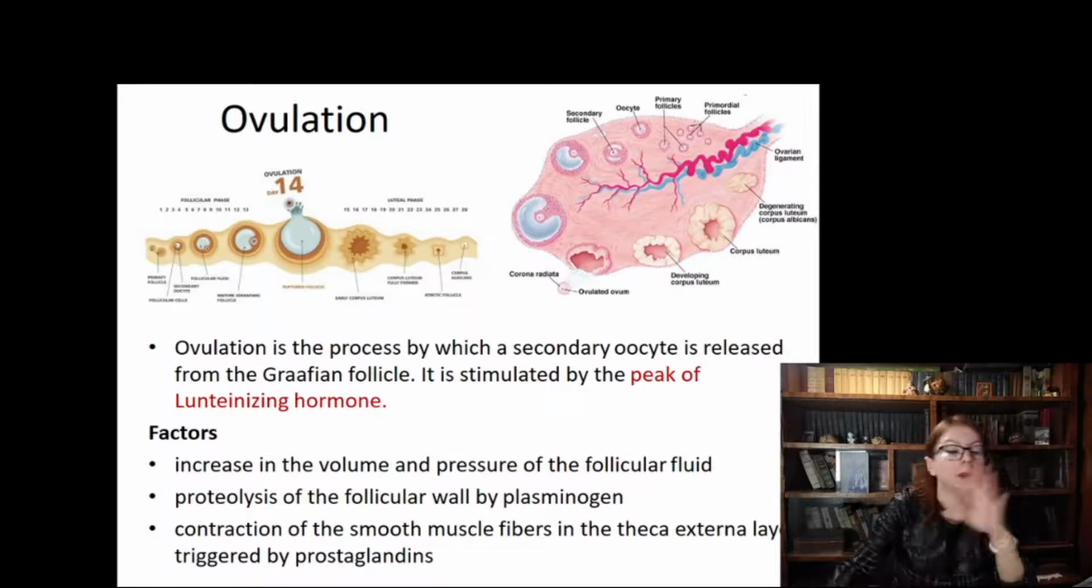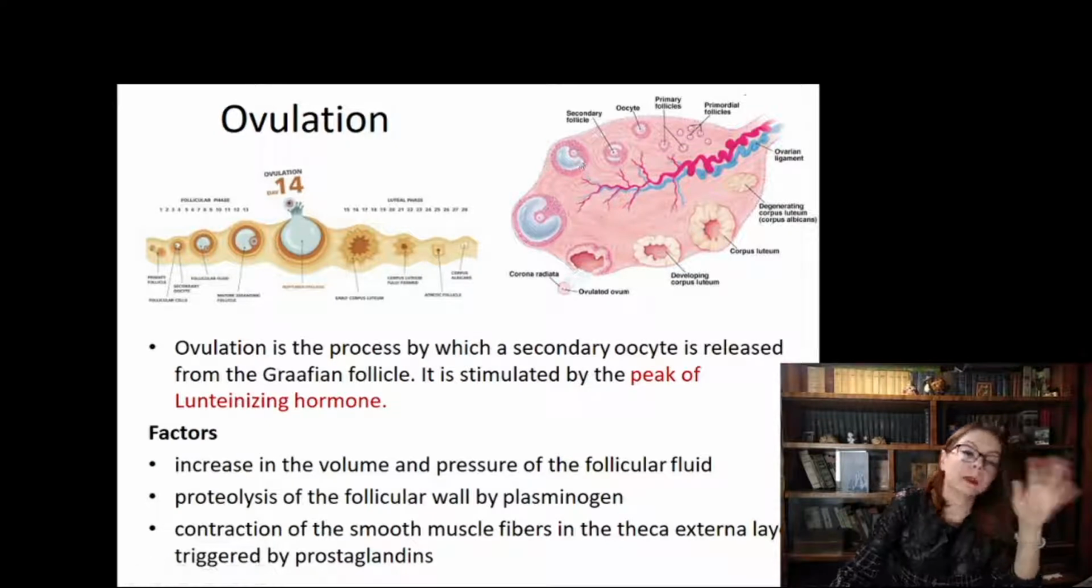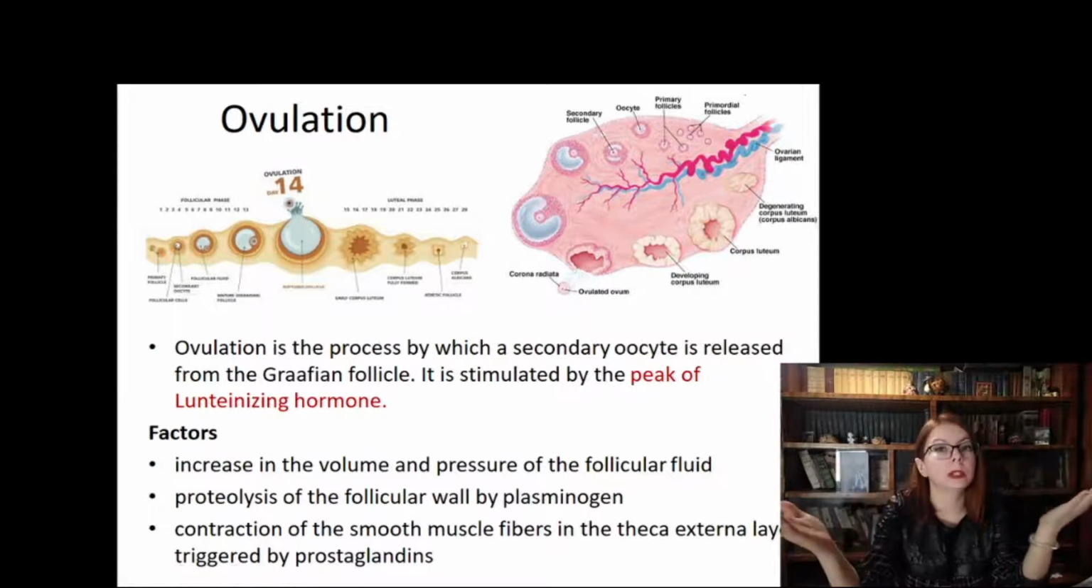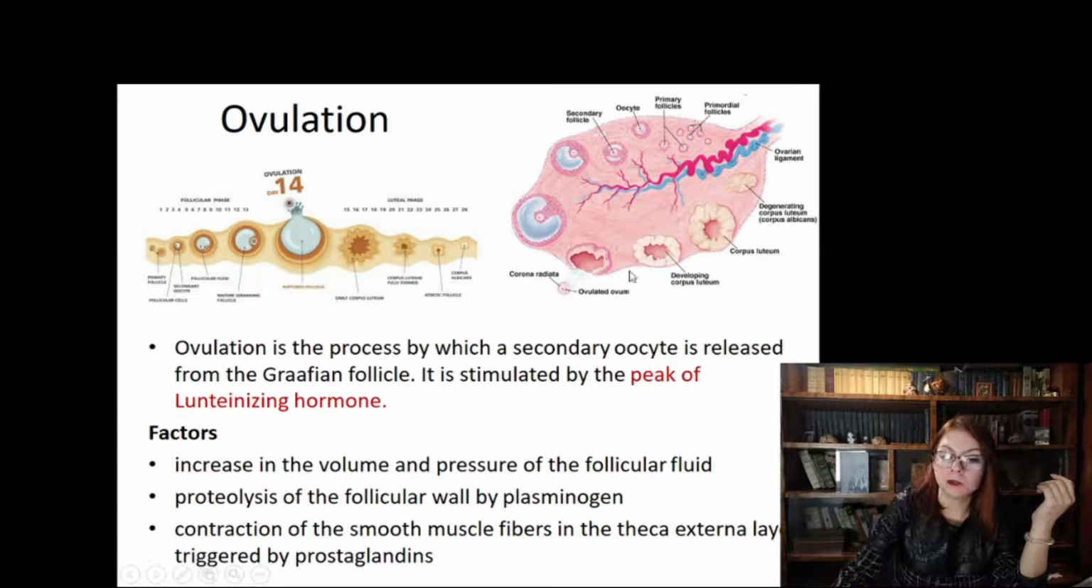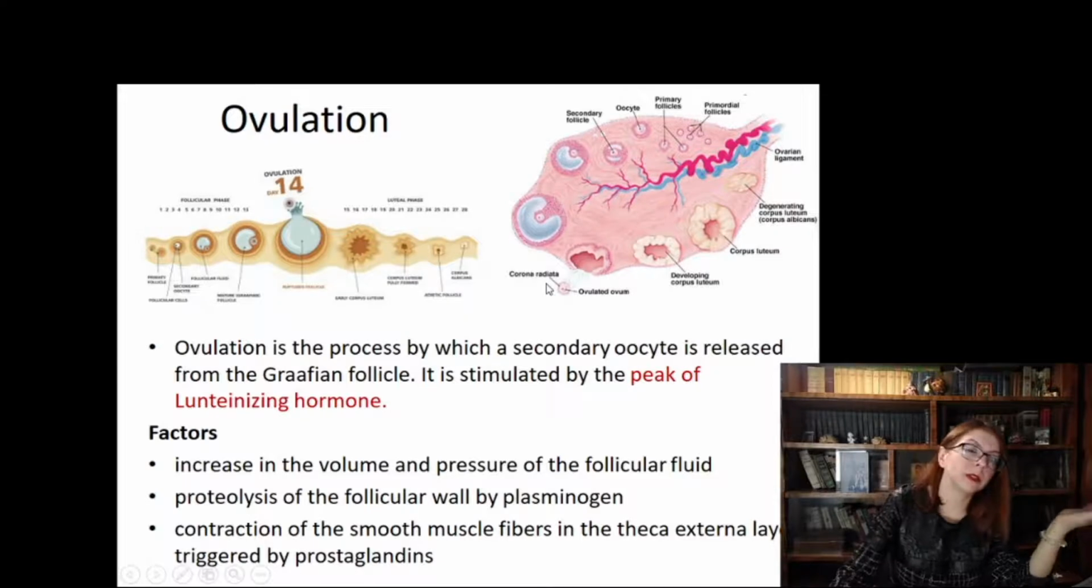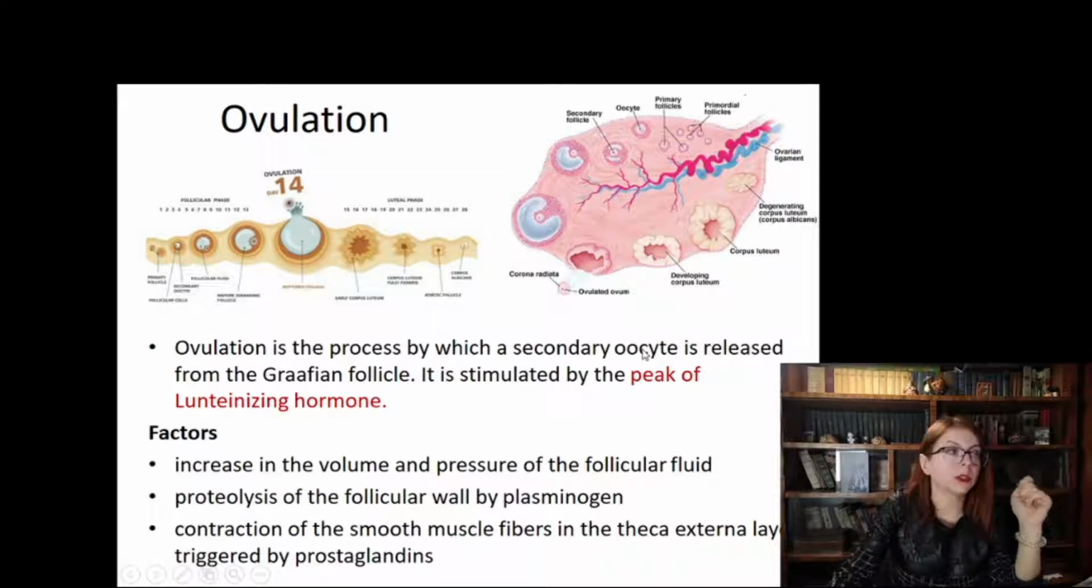Okay, then after we have discussed primordial follicles with a simple squamous epithelium, primary with a simple cuboidal, secondary with small cavities, and eventually the mature follicle with granulosa, theca interna, theca externa, we should say that eventually one follicle ovulates, and this is the critical event for fertilization, as only when the oocyte occurs in the fallopian tube, only there could it be fertilized. So ovulation is the process when the secondary oocyte is released out of the ovary.